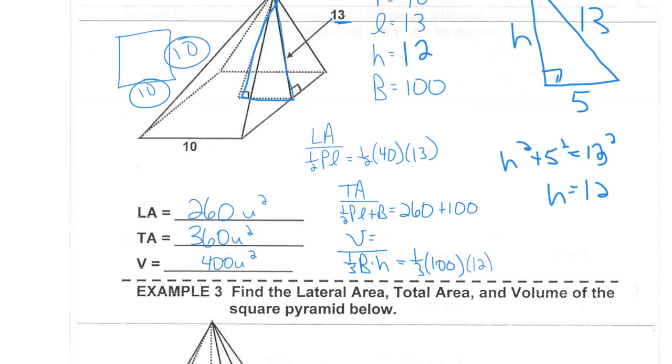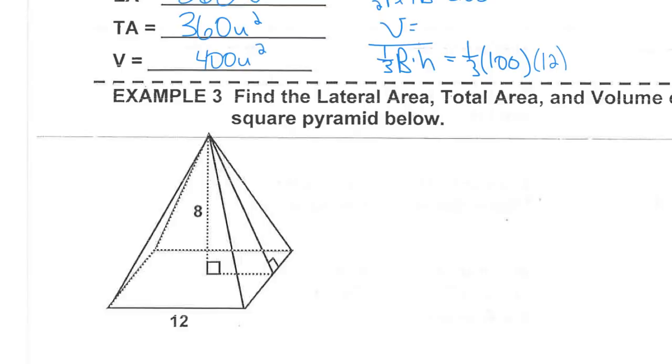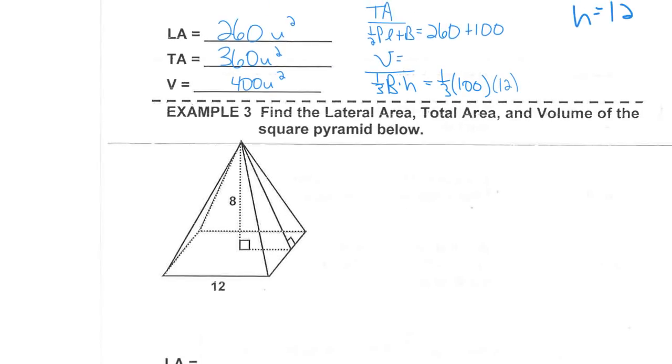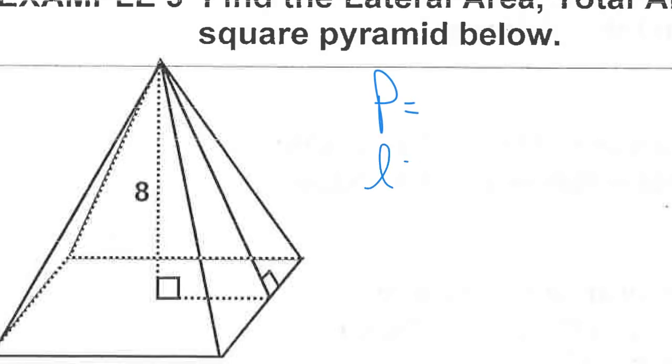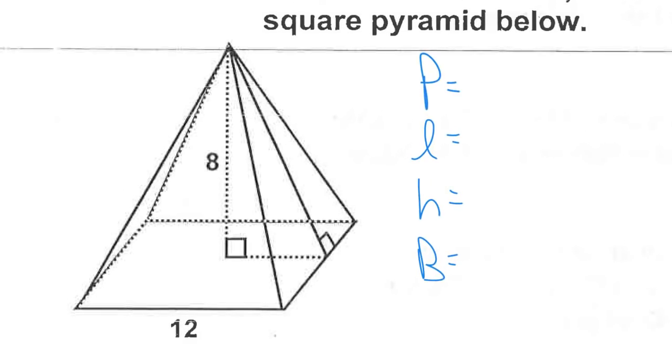It's using the same stuff we did yesterday to find certain pieces we need, but use those formulas and find all those variables. The last one says find the lateral area, total surface area and volume of the square pyramid below. Same basic thing. We need our big P, our slant height, our actual height, and then our area of the base, big B. They actually gave us the height this time, which is 8.